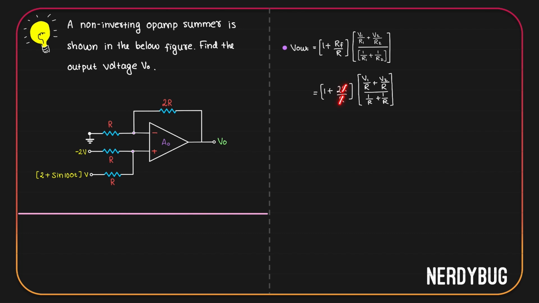1 plus 2R by R is 3. V1 by R plus V2 by R is V1 plus V2 divided by R. 1 by R plus 1 by R is 2 by R. And the equation again simplifies into this: 3 times V1 plus V2 divided by 2. 3 by 2 is 1.5. V1 plus V2 is negative 2 plus 2 plus sine of 100t. Negative 2 and plus 2 get cancelled. And finally output is 1.5 times sine of 100t.